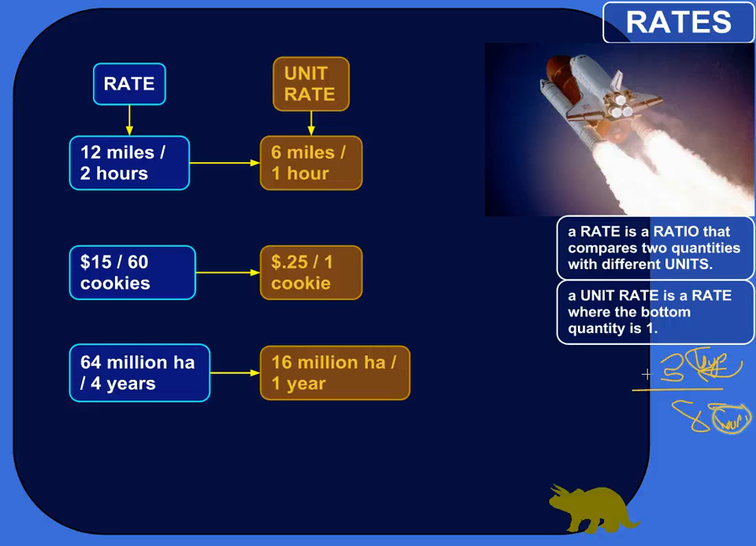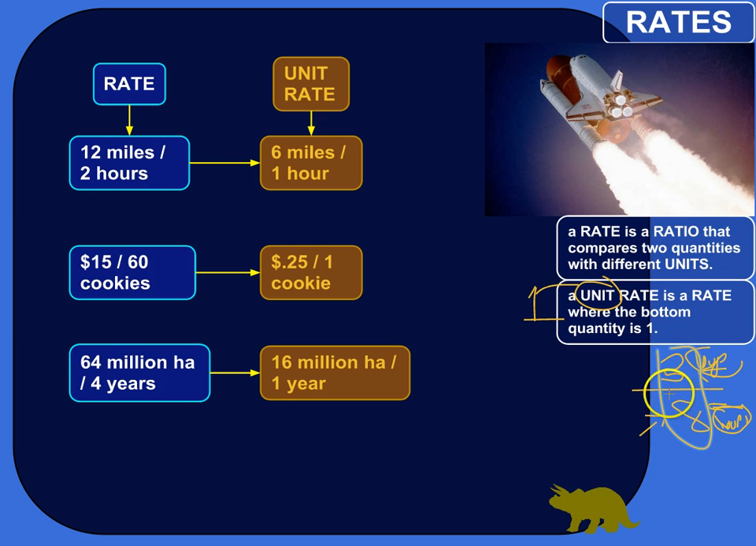A unit rate is a rate where the bottom quantity is 1. And unit just means one of a thing. Like unity, we're all one. Trying to think. Unit circle, that's where the radius is 1. Anyway, unit means one. One of a thing. So just simply the bottom number is 1. So you can take whatever the comparison is and make it so that the bottom is 1.